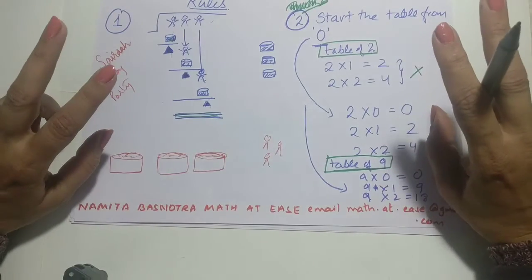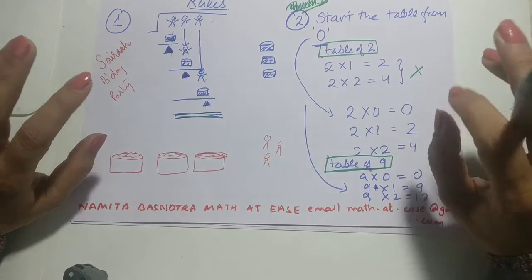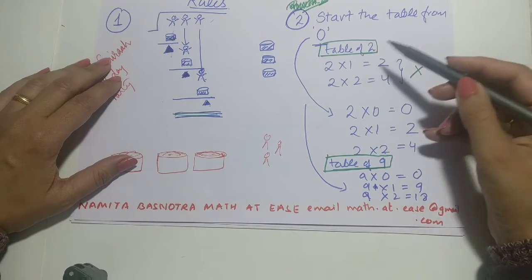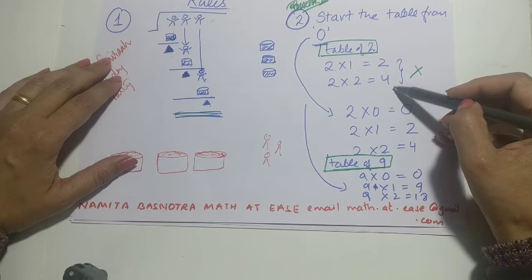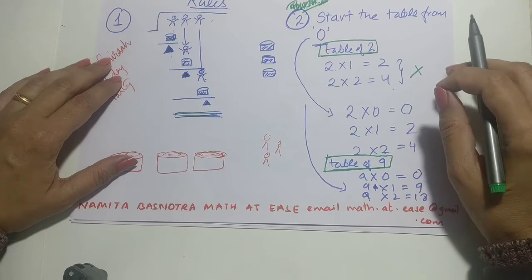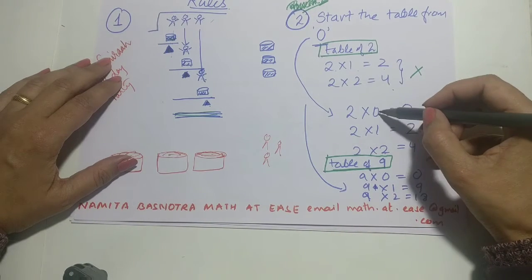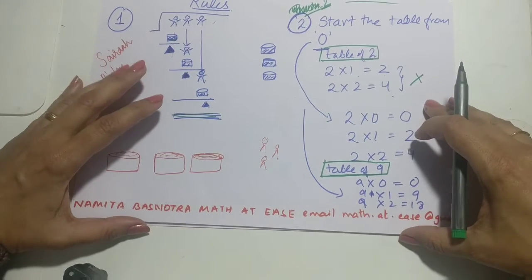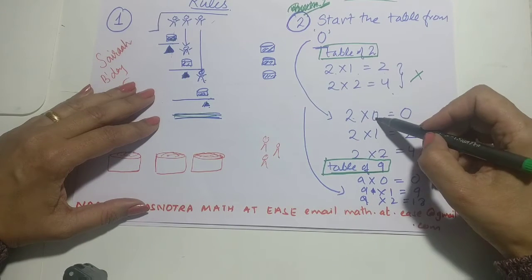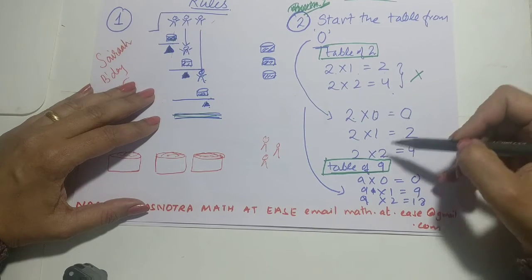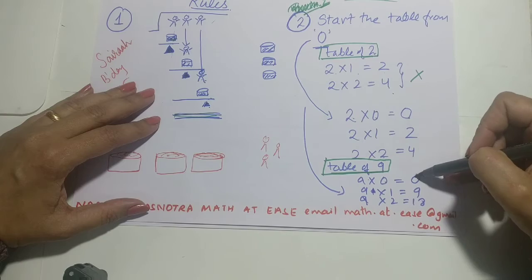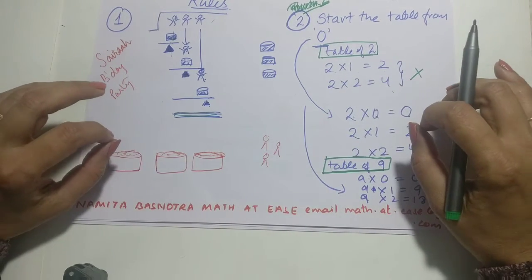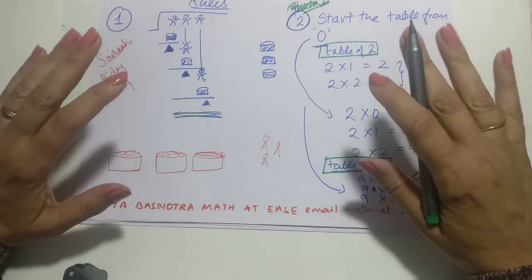Now the second trick that is definitely going to help in division is this: if you know the table of 2, how do you start? 2 1s are 2, 2 2s are 4. But the trick is that in division, if you start the table with 0, it helps. I know you have not heard of a table with 0, but you all know that 2 zeros will always be 0, or 9 zeros will always be 0. You will see in the coming questions how this trick is going to help you, and all your questions are going to be correct.